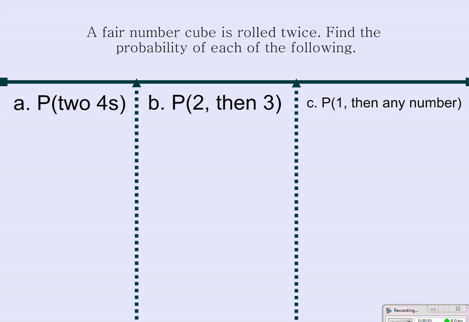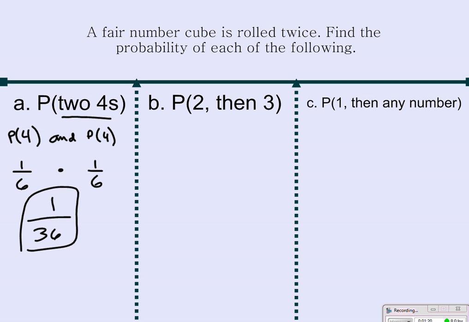So a fair number cube is rolled twice. Find the probability of the following. So take a look at this. If you're going to roll it twice, something has to happen and then something else has to happen. So if I roll 2 4s, that means I get the probability of a 4 and the probability of a 4 again. So that's going to be 1/6 and 1/6. And anytime I see "and," I'm going to multiply that.